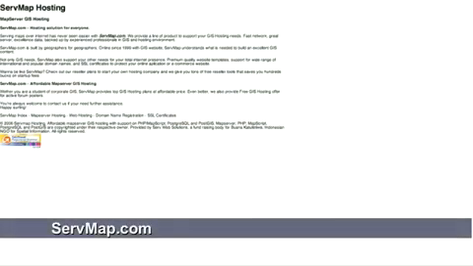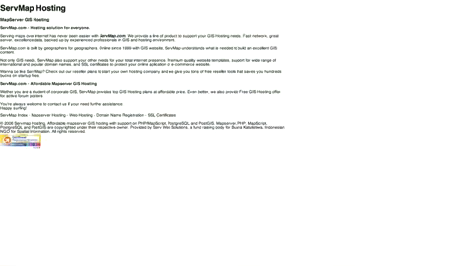Next up is Serve Map Hosting, and they focus on MapServer GIS hosting. Now this is basically a no-frills site, so not a lot of information available directly through the site, so you'll have to contact them to find out details of what they actually offer.